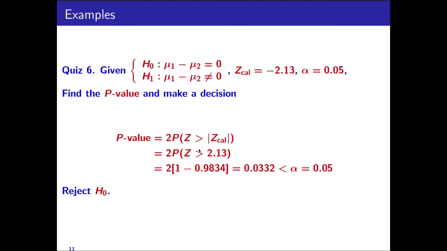z-table is a left tail probability. We need to use the complement. So the p-value is equal to 2 times 1 minus 0.9834, which is equal to 0.0332, and alpha equal to 0.05. The p-value is less than alpha, and we reject H0.